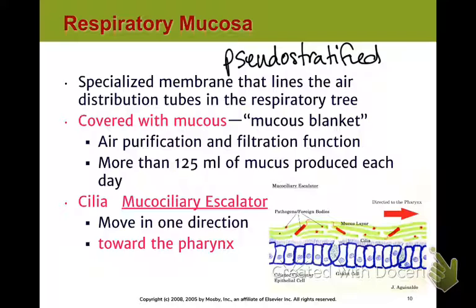Okay, pseudostratified ciliated columnar epithelium with these special goblet cells, and it will be trapping foreign bodies and pathogens, and then the cilia are going to be constantly beating, secreting.